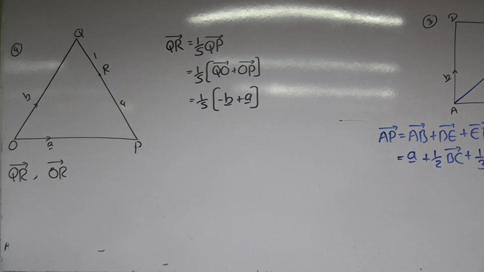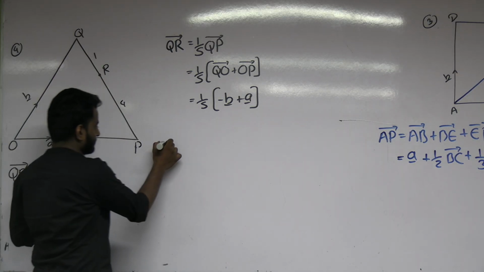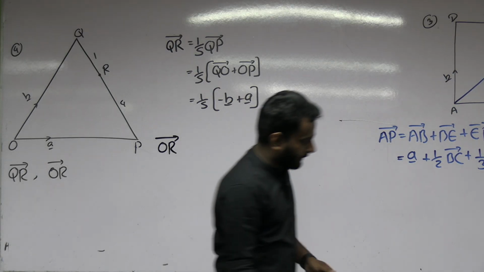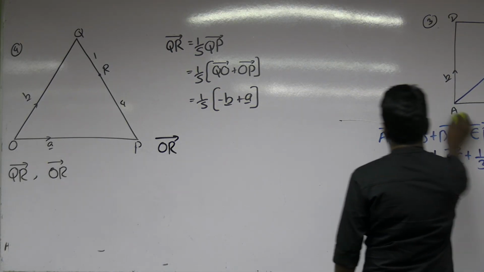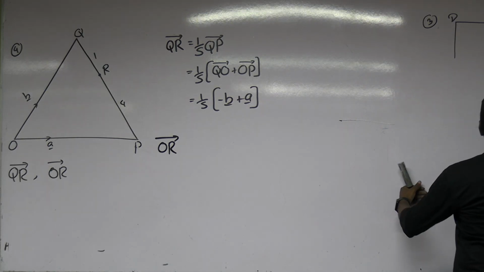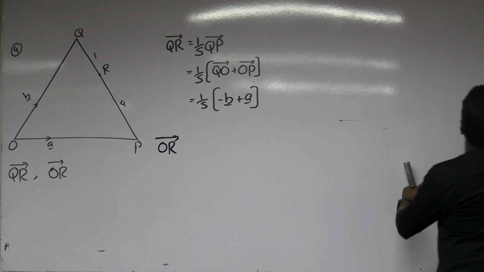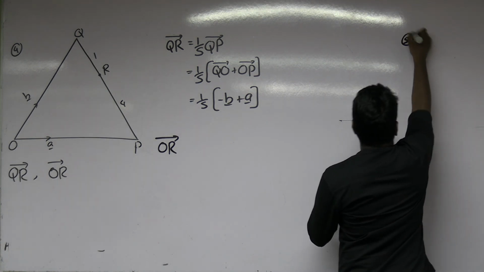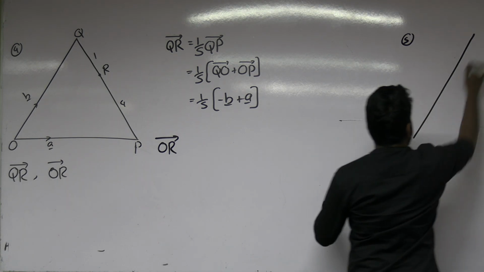Okay, so next we should find OR, and simplify it if you are able to. If it's hard to simplify, just leave it as it is, that's fine, but try to simplify. Okay, so question 4 is done. We'll move on to question 5. So we have another triangle here.